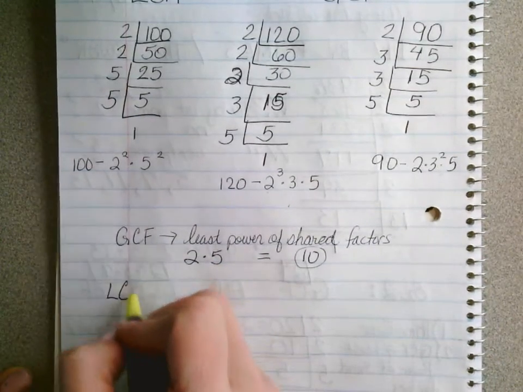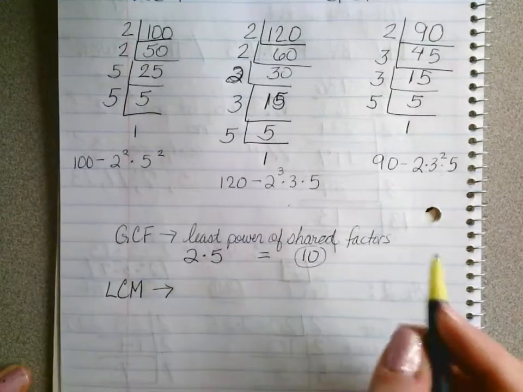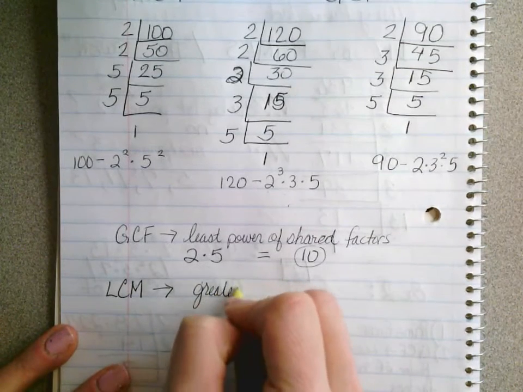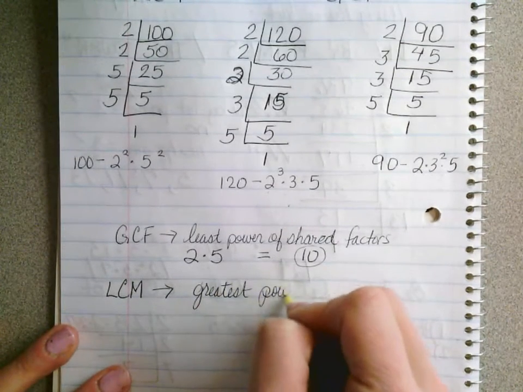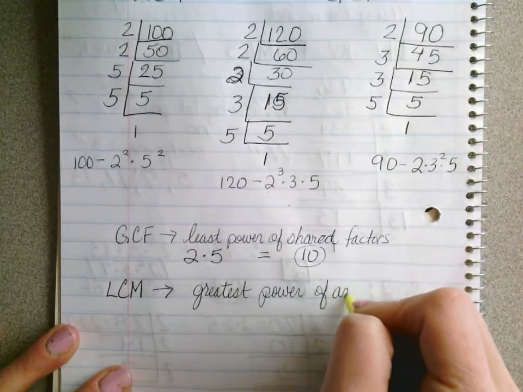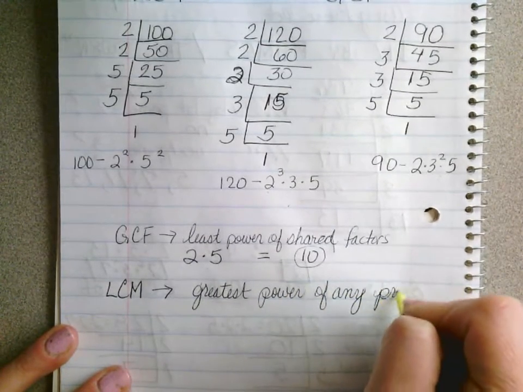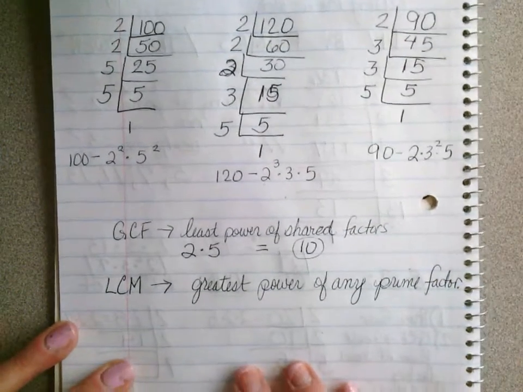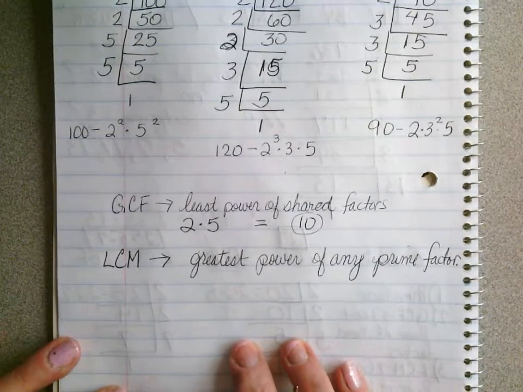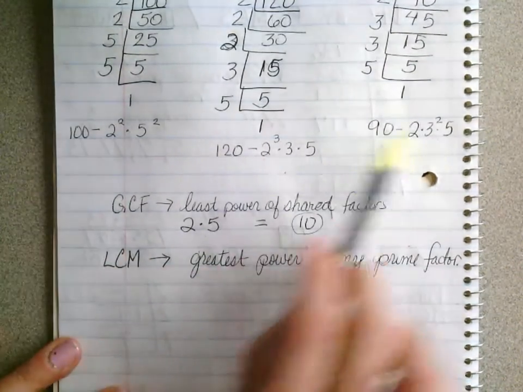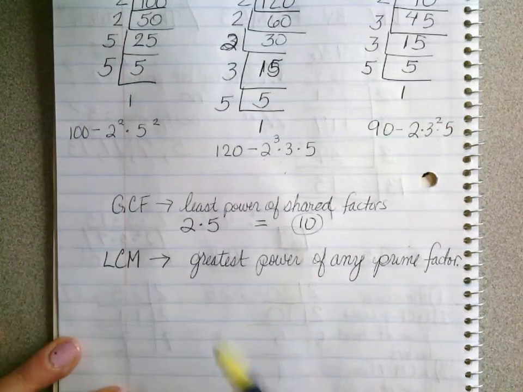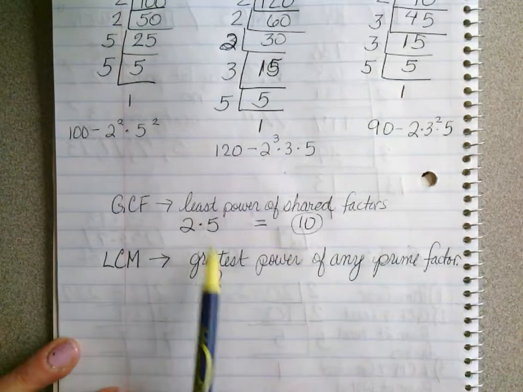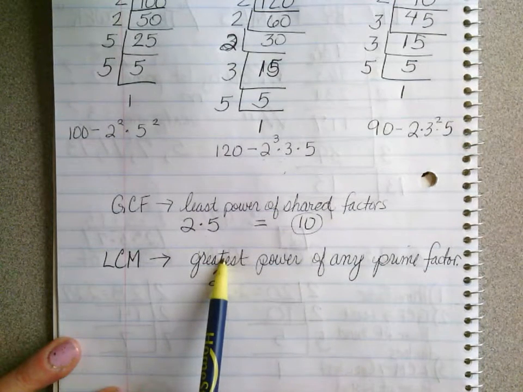Least common multiple, a little bit different, is the greatest power of any prime factor showing in the lists. Let's start with 2's. Are 2's anywhere in this mess? Yeah, it's in all of them as a matter of fact, but it doesn't matter even if it's only in one of them. What is the greatest power of 2 in here?